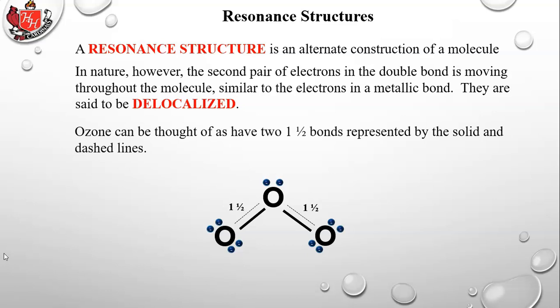Ozone can be thought of as having 1.5 bonds represented by a solid and dashed line. So both sides, this is the way you show them as being equal: instead of showing a double bond on one side and a single bond on the other, you just show it as a 1.5 bond, because that second pair of electrons is going to be moving back and forth between the two sides.